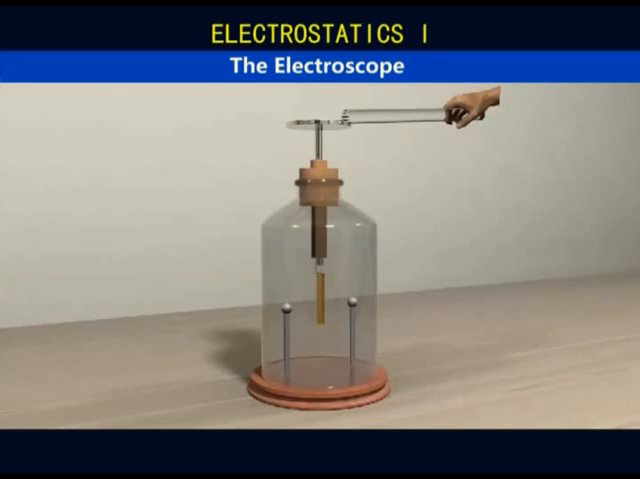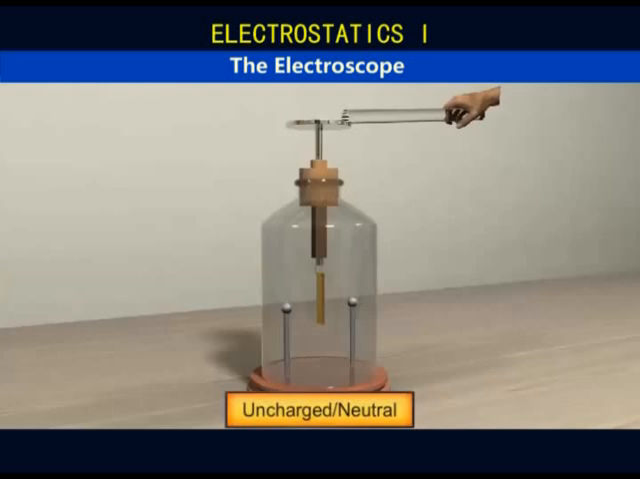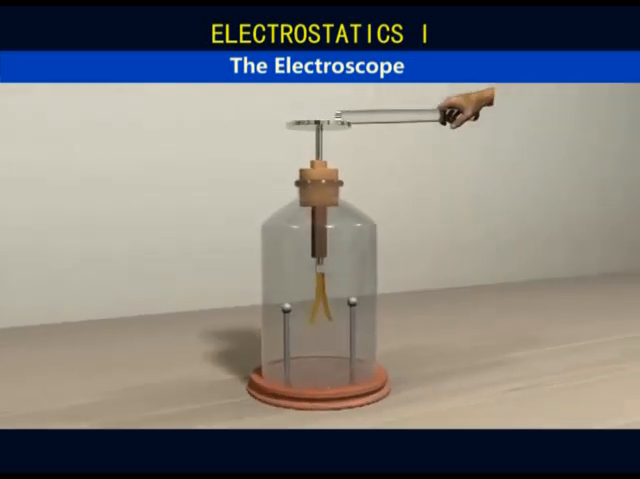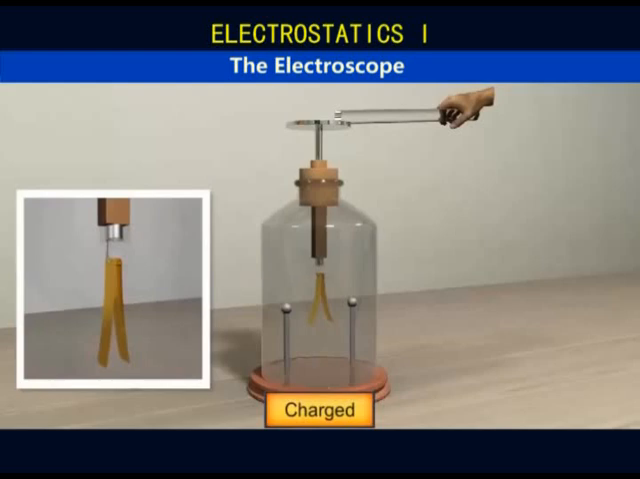If nothing is observed on the gold leaves, then the glass rod is not charged. If the gold leaves diverge, then it indicates that the glass rod is charged. The amount of divergence indicates the size of the charge on the glass rod.